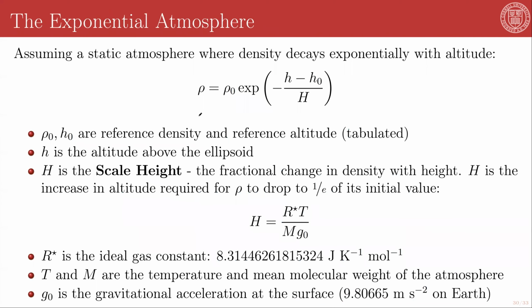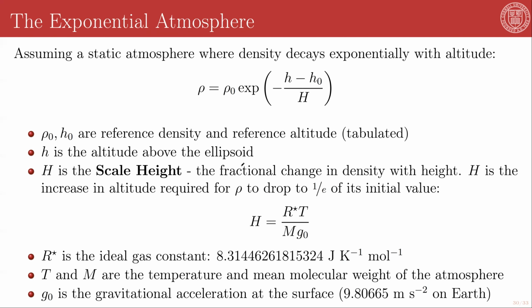The basic model that we assume for a simplified atmosphere is known as the exponential atmosphere. This is a one-dimensional model that is parameterized solely by your altitude. And it gives the atmospheric density as some rho naught, that is a reference density associated with some reference altitude, times the exponential of negative h minus h naught over the atmospheric scale height. H is your current altitude above the reference ellipsoid. Rho naught, h naught, and capital H are tabulated values that are measured from some mean atmospheric model.